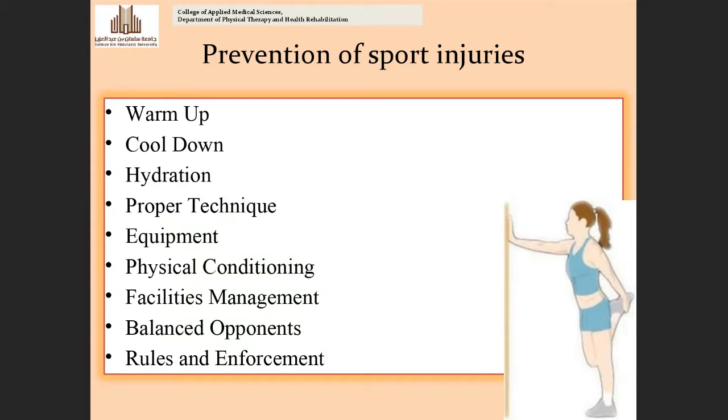Conditioning of the player: whether the person is fit for the game, that is known as physical conditioning. Facilities management: if they need any other facilities, we should provide them to the person. That is known as facilities management.